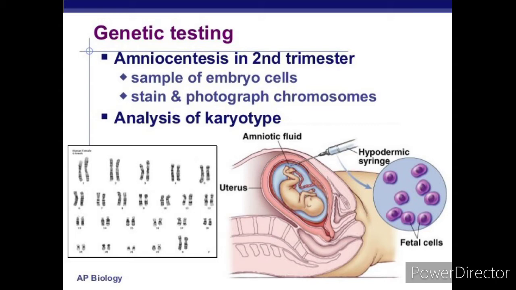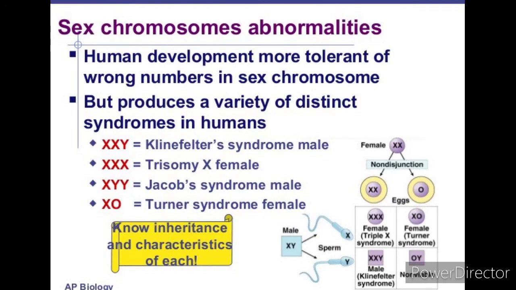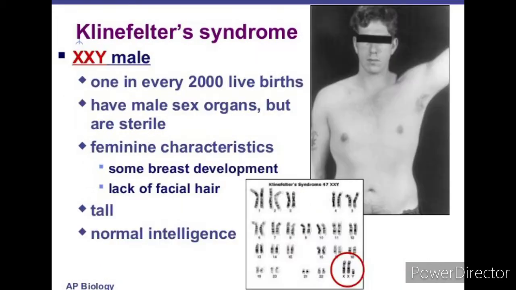a sample of embryo cells is stained and the chromosomes photographed for analysis of the karyotype. Sex chromosome abnormalities: human development is tolerant of wrong numbers of sex chromosomes, but this produces a variety of distinct syndromes in humans. XXY is Klinefelter syndrome, male; XXX is trisomy X, female; XYY is Jacobs syndrome, male; and XO is Turner syndrome, female. Let's note the inheritance and the characteristics of each syndrome.